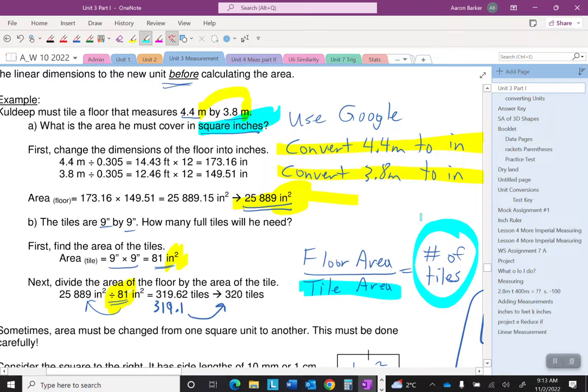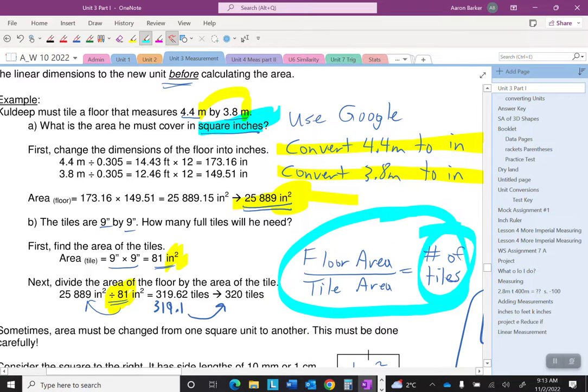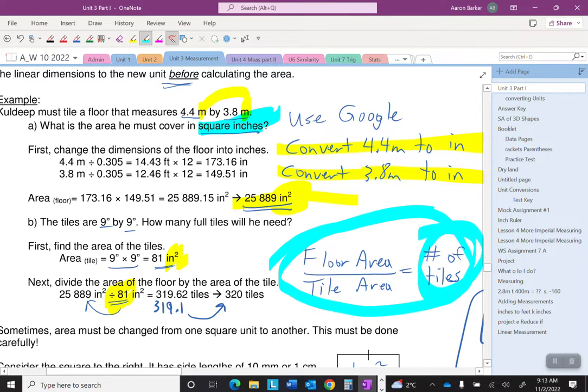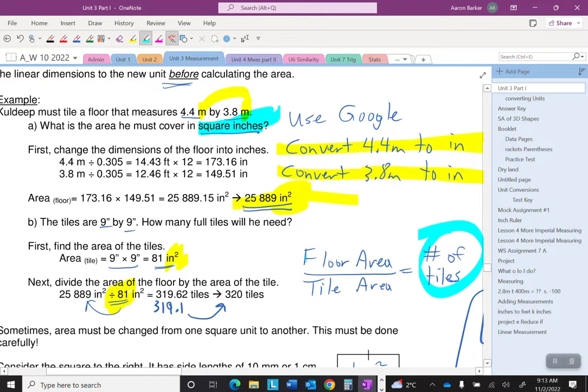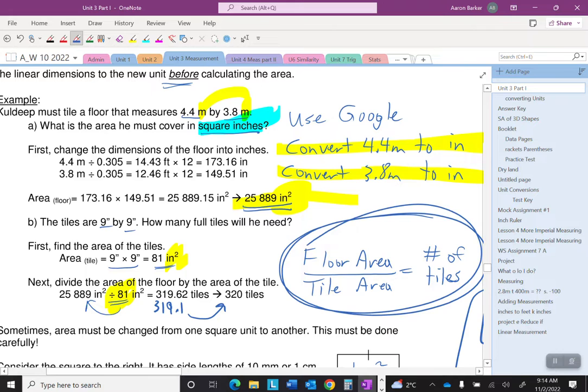Okay, so you need to write this down. Floor area divided by the tile area will equal the number of tiles. Floor area divided by the tile area. And because we're doing some math with the floor and the tile, they have to be in the same units. That was the issue. Okay. You guys got this written down here. Floor area divided by the tile area equals the number of tiles.